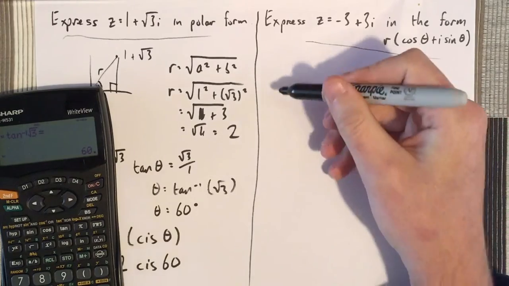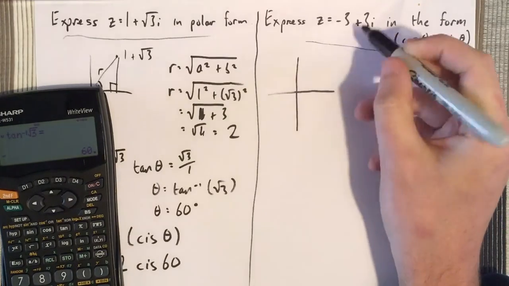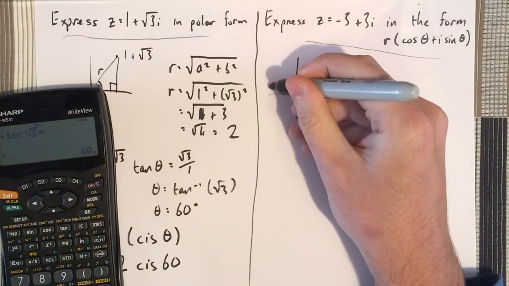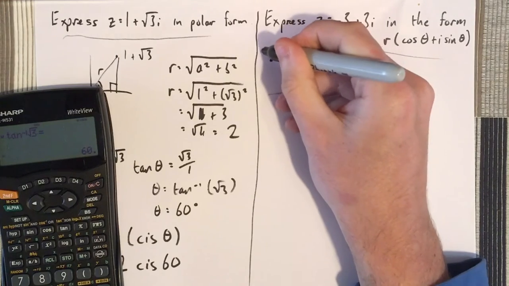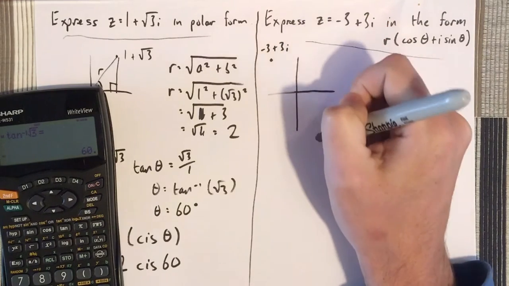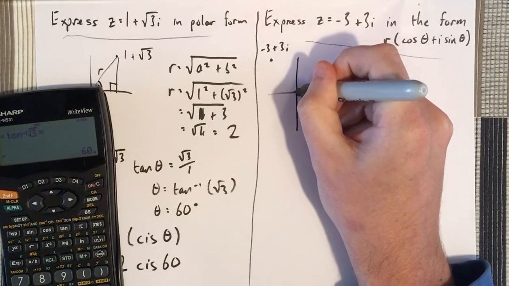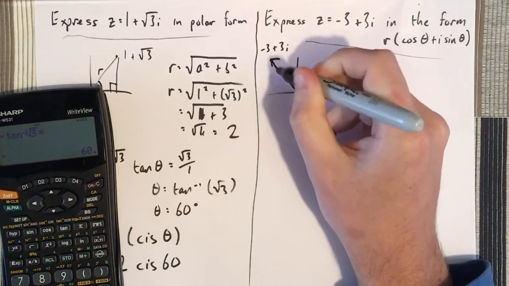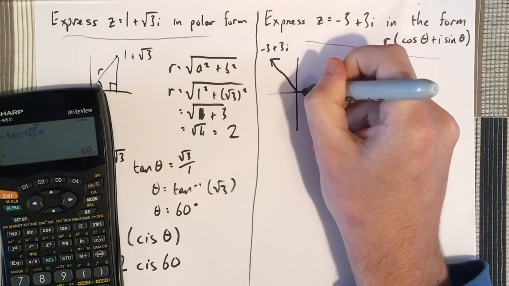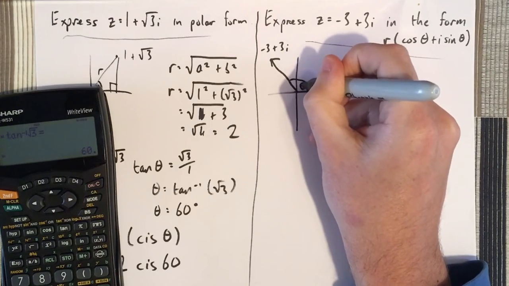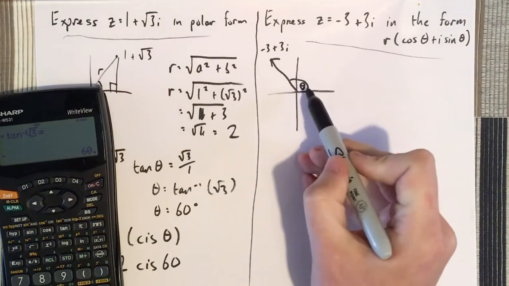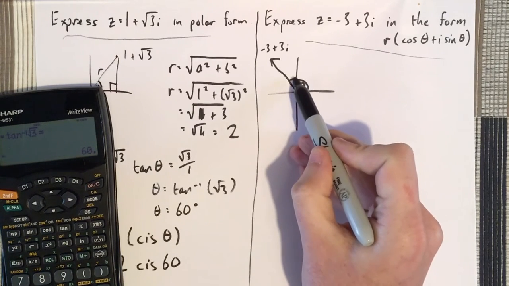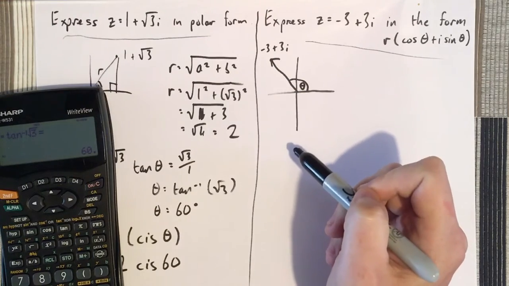So again, just draw your quick Argand diagram out. Minus 3 plus 3i. So minus 3 will be here, 3 would be here. I'm looking for that modulus, and it's this angle that I'm looking for, okay? Because I'm always doing the angle from this line here. So it's this many degrees and then whatever the modulus is out.